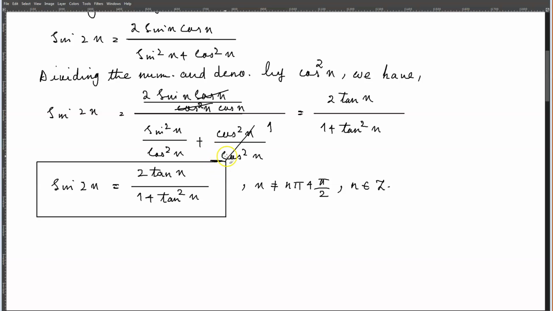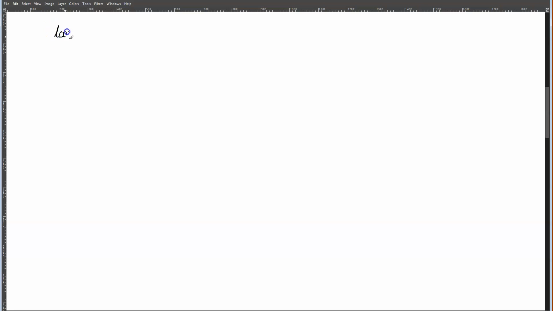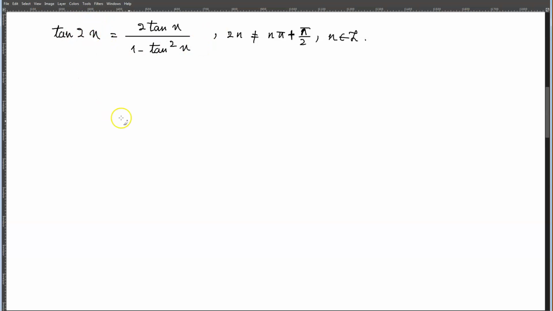Now the next formula that we have is the formula for tan of 2x. Tan of 2x is equal to 2 times tan x over 1 minus tan squared x. And 2x is not supposed to be equal to n pi plus pi by 2, where n belongs to the set of integers, because the tan function is not defined for the odd multiples of pi by 2.